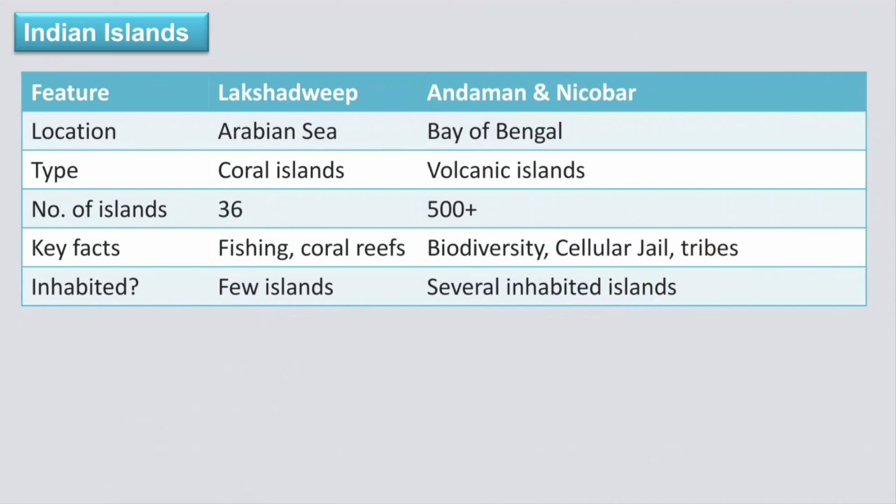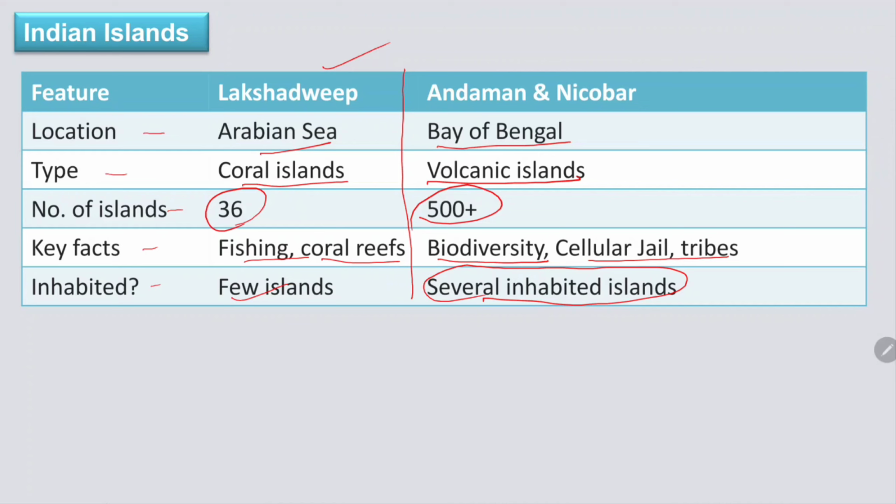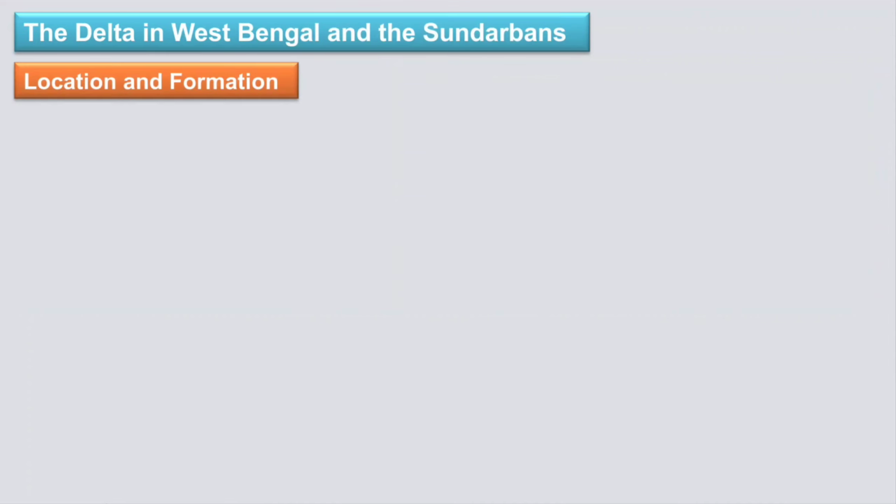Now let us see the key differences. The features are location, type, number of islands, key factors and inhabitants. Lakshadweep is in the Arabian Sea, Andaman is in the Bay of Bengal. The type here is coral islands, and this is volcanic islands. The number of islands here is 36, but here 500 plus. Key factors: fishing and coral reefs here; biodiversity, Cellular Jail and tribes there. And inhabitants: here very few islands, and here several inhabited islands, meaning you will find more human settlement there, because of course, so many islands are there, so many humans have settled there.